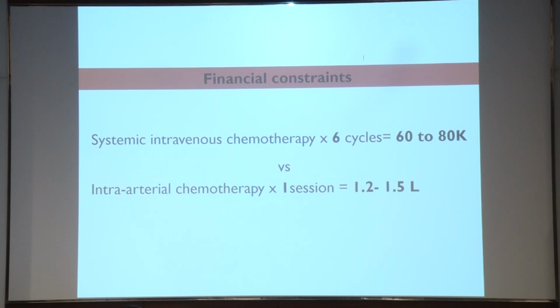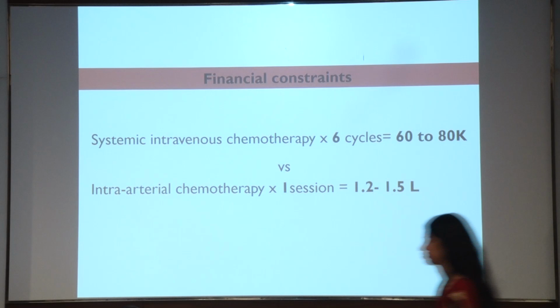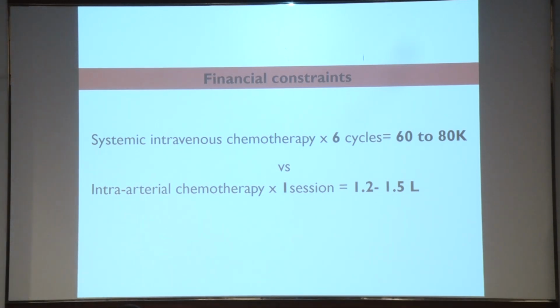So if all these things come down in the future, probably we will be able to give more intra-arterial chemotherapy to these patients. So these are the challenges with IAC. Although IAC is one of my favorite treatment modalities in retinoblastoma, and most of my patients in China receive IAC, I would say 98% of my Indian patients receive systemic chemotherapy, mainly because of the financial constraints.